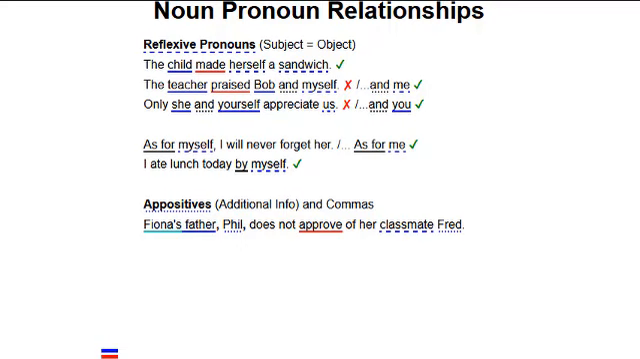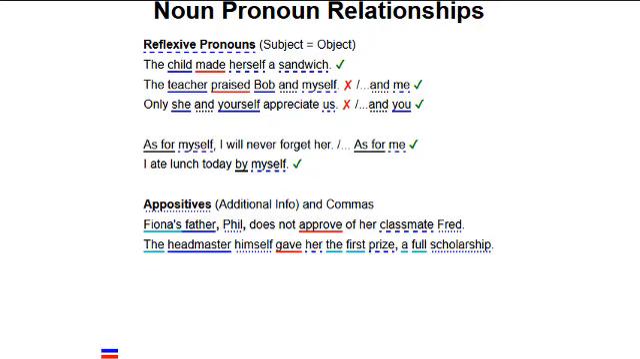What if we just leave out Phil and Fred? Fiona's father does not approve of her classmate. Fiona only has one father, but she has many classmates. The classmate her father disapproves of could be identified in a previous sentence. But without one, the phrase her classmate is an incomplete identification. This is why there is no comma between classmate and Fred.